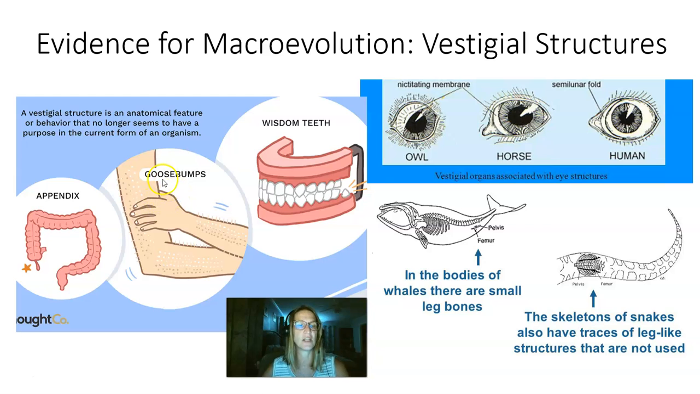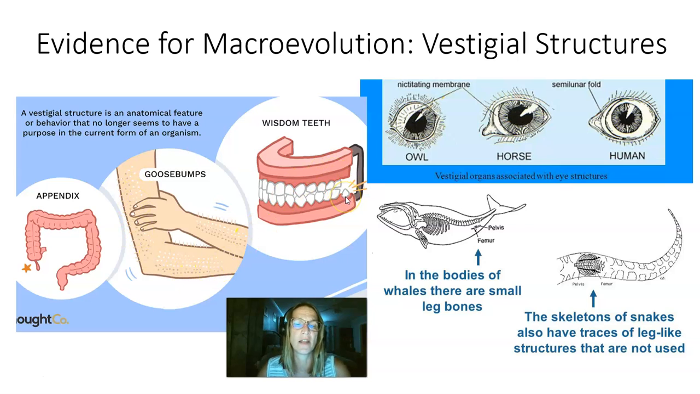Goosebumps are another vestigial, I don't know if it's a structure, but it's a behavior or some feature that we have. Our other mammal relatives still use this behavior of raising hair on your body. They use it for creating a layer of air that helps insulate. So when you get cold, you get goosebumps. When an animal gets cold and it gets goosebumps, it actually provides additional insulation.